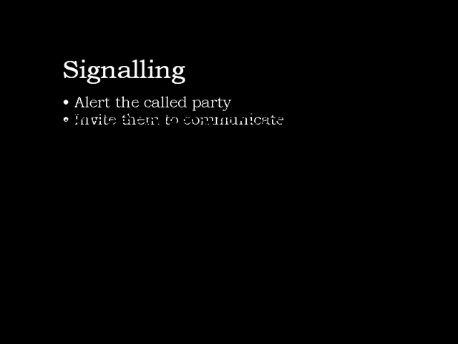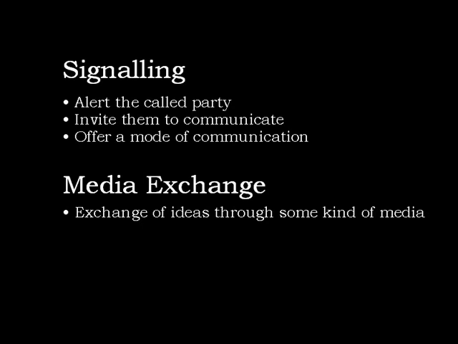So whether we're having a chat with the guy at the next desk or wanting to communicate with someone on the other side of the world, perhaps even using technology and an IP network, the principles are the same. We need to signal to the other party to achieve three things. One, to alert them or get their attention. Two, to invite them to communicate. And three, to make sure we have a common language that we can use for the exchange of these ideas. This done, both parties are ready to exchange their ideas. Both parties are ready to communicate.